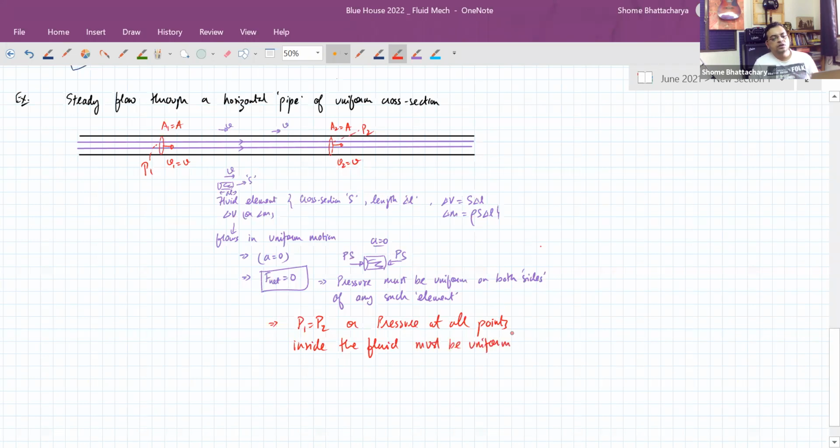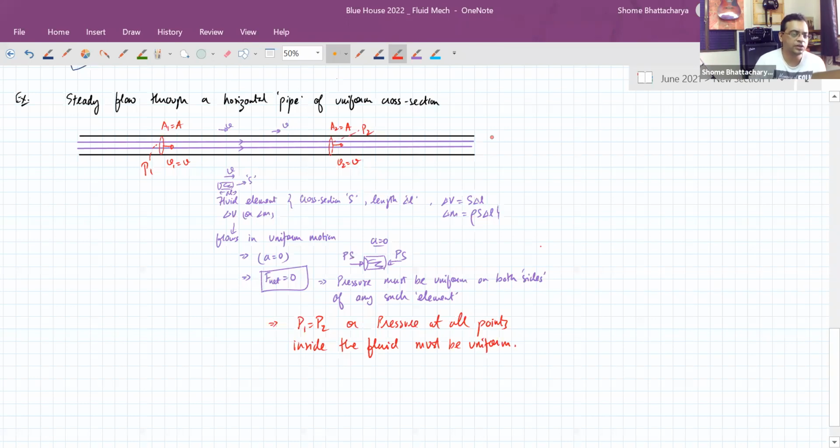Okay. So that is the only way, as a fluid element is going across any section of the pipe from one point to another at this uniform velocity, it should not experience any net force at any point of time. So that means at any point of time of its motion, the pressure on both faces of that fluid element must be uniform.